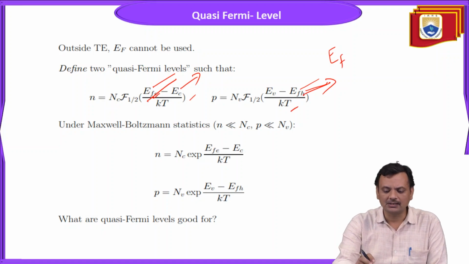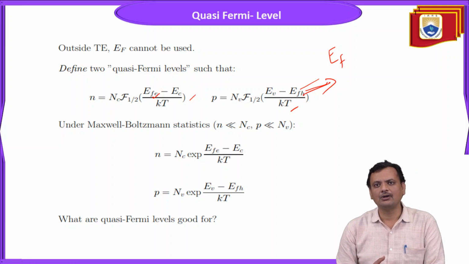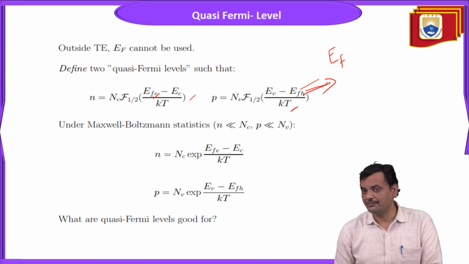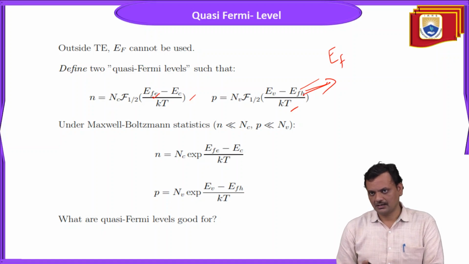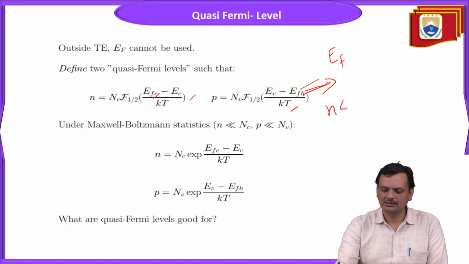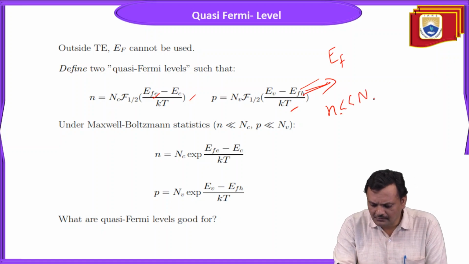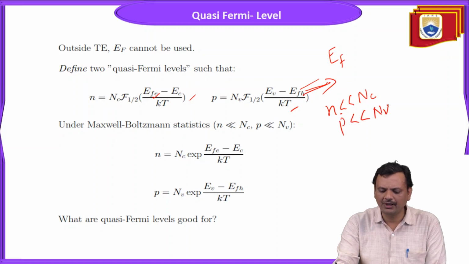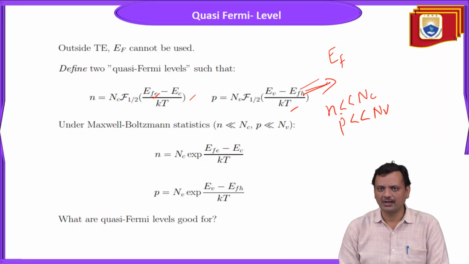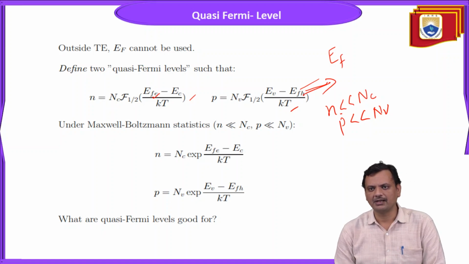So now the new carrier concentration based on the new Fermi levels will be N is equal to NC F of EFE minus EC upon KT, and the carrier concentration of holes in the valence band will be NV F half of EV minus EFH, the second quasi Fermi level near the valence band, upon KT. Under Maxwell-Boltzmann statistics, you know that N is less than NC and P is less than NV. So you can modify these expressions like N is equal to NC exponential of EFC minus EC upon KT, and P is equal to NV exponential of EV minus EFH upon KT.